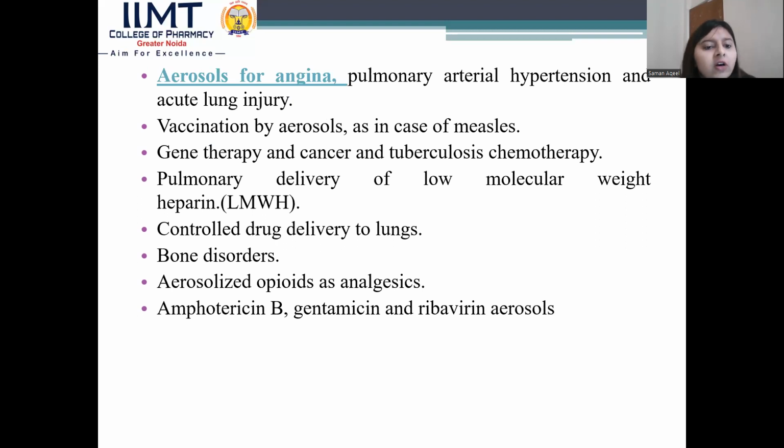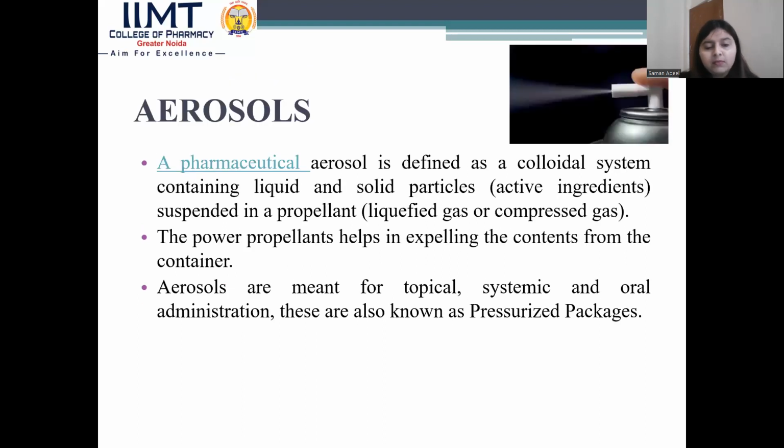Heparin is used as an anticoagulant. Next is controlled drug delivery to the lungs. Next one is for bone disorders also. Next one is aerosolized opioids as analgesics for treating pain and use as painkillers. And next are amphotericin B, gentamicin, and ribavirin aerosols. These are some antibiotic aerosols.